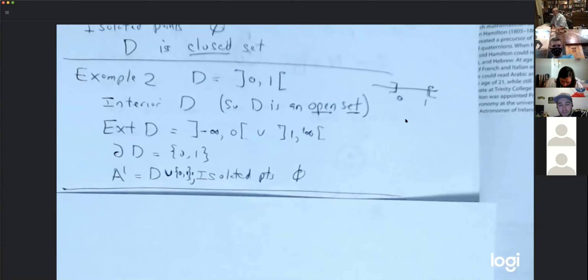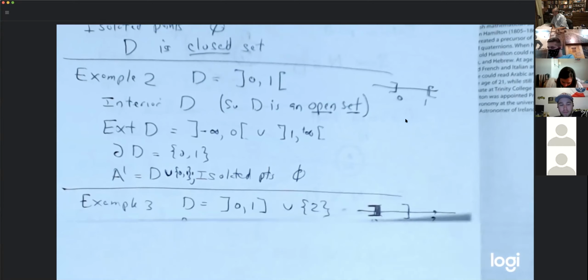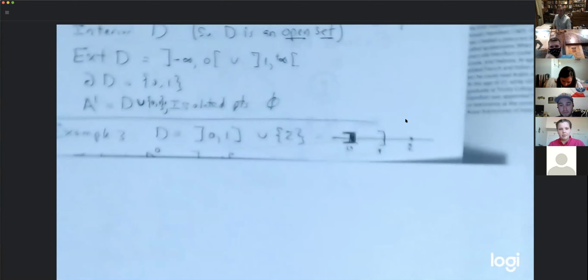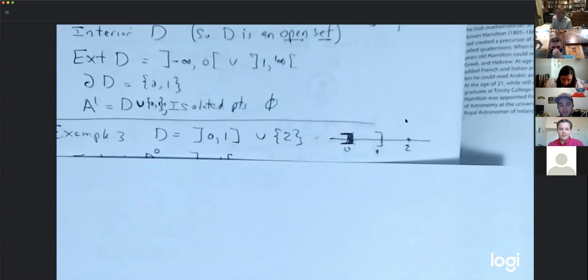The isolated points, there aren't any. Okay, third example. Can I ask a question about the second example, Professor? Sure, please. Okay, I'm confused because why aren't 1 and 0 also exterior points?